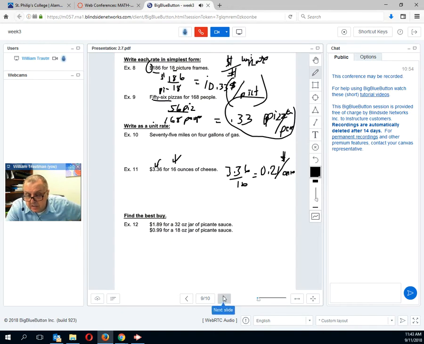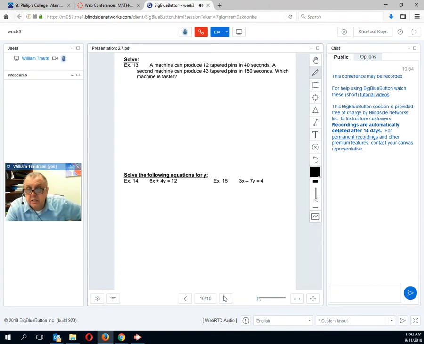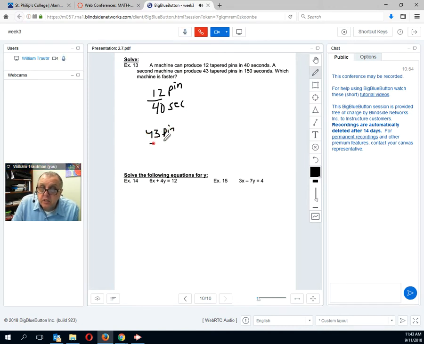All right. Okay, here, let's do that number 13, and this will be our last one. A machine produces 12 pins in 40 seconds. Another machine produces 43 pins in 150 seconds. It says which one is faster? Well, let's do 12 divided by 40.